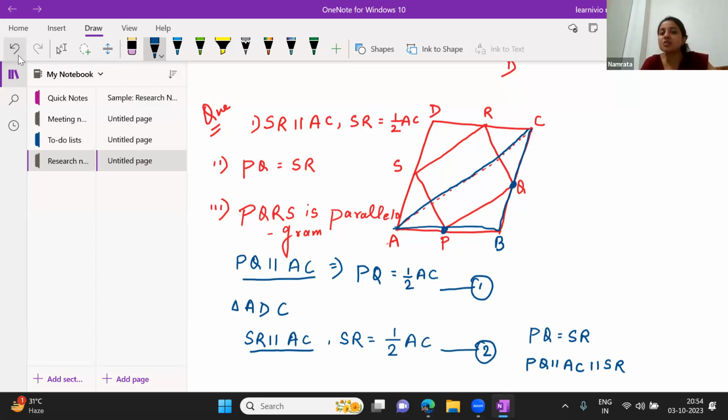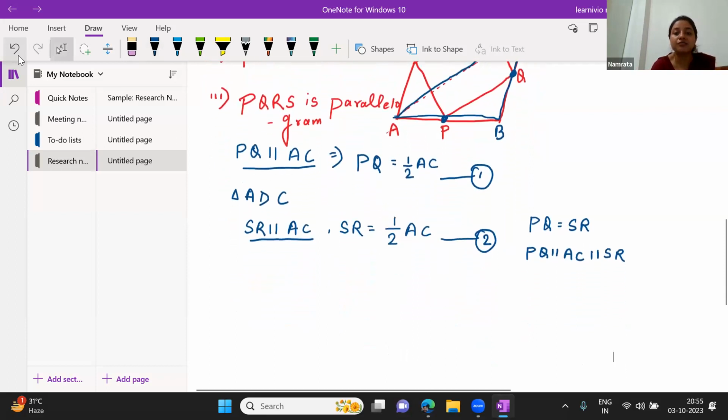We have proved that PQ is parallel to SR and PQ is equal to SR. If you prove that one pair of sides is parallel and equal, then it's a parallelogram. You don't have to prove both pairs. In a parallelogram, both pairs of sides must be parallel and equal. But if you are able to prove that one pair of sides is parallel and equal, that means that quadrilateral will automatically be a parallelogram. Okay. So we are done with this one.